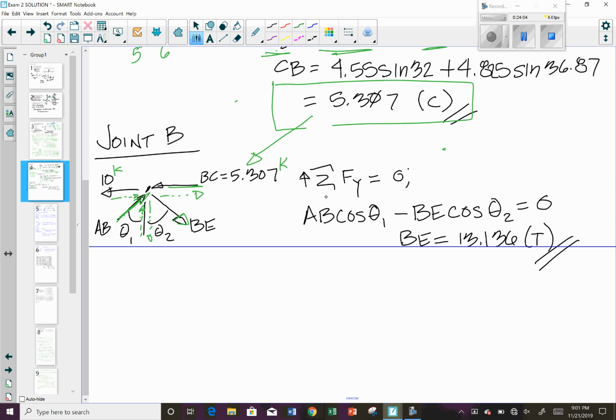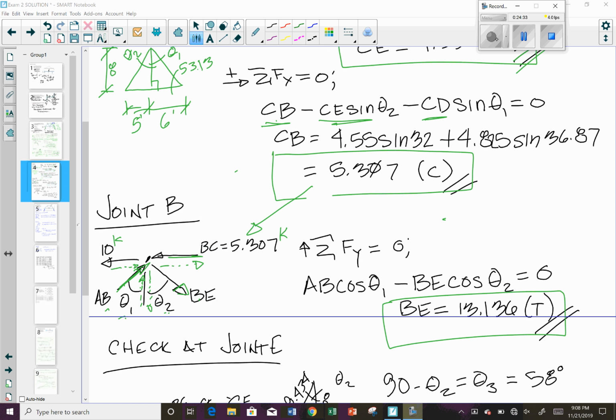Okay, so first thing we'll do is sum of the forces in the y direction. We only have vertical components from AB and BE, and so we have these angles are the same. Theta 2 is on the inside now, and theta 1 is on the outside, so that corresponds with that one, such that your BE is equal to 13.13. It's pulling away, so it's in tension.